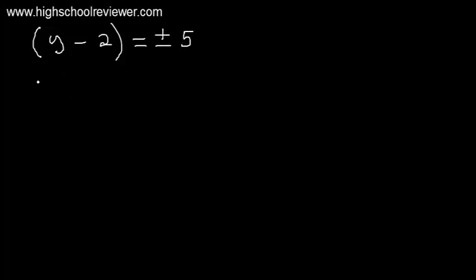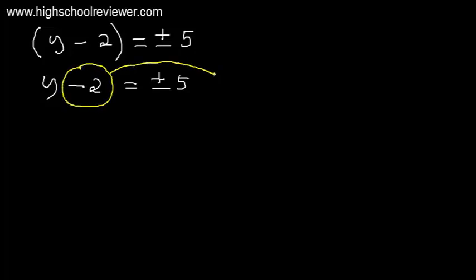Okay. So to find y, we will have here y minus 2 equals plus minus 5. So we need to transpose negative 2 to the other side. So transposing negative 2 to the other side, what will be left on the left side will be positive y, and we will have here plus minus 5. If we transpose negative, this will change sign, it will become positive.